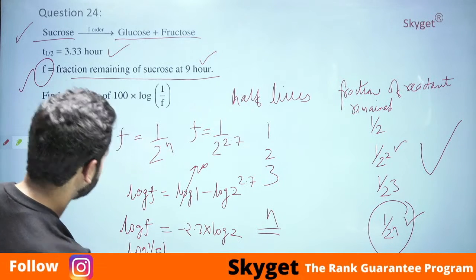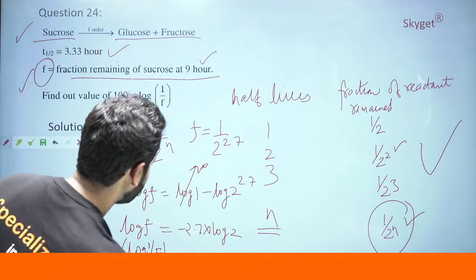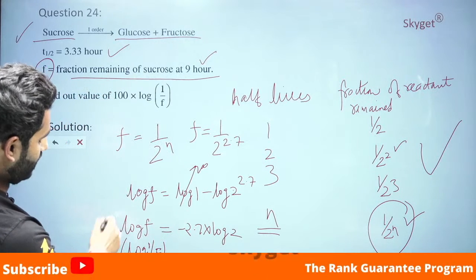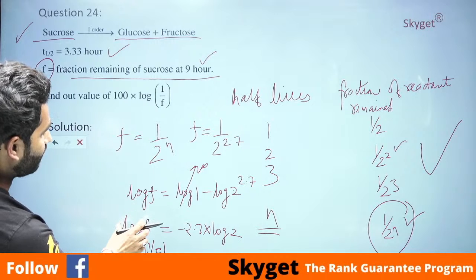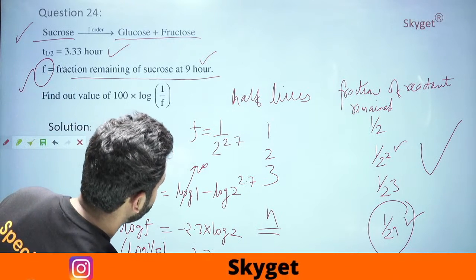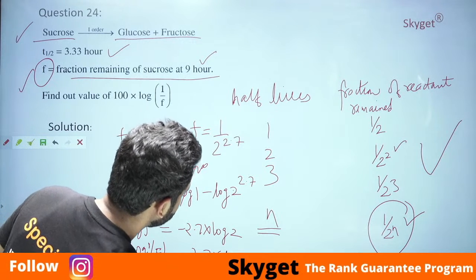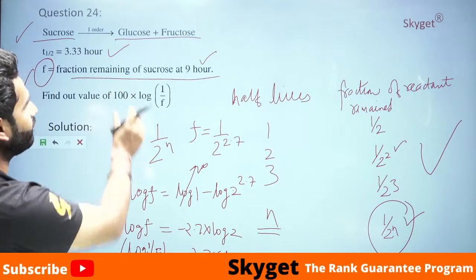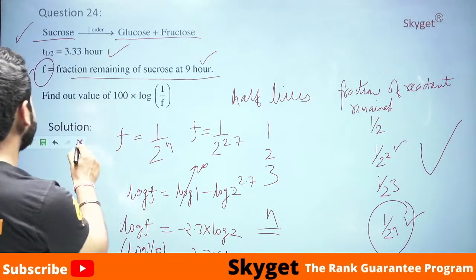I hope this much calculation you know, guys. You are preparing for JEE Mains. You know, if this minus sign comes on the right side, this log 1 by f can be written as log of 1 by f. It is equal to 2.7 into log of 2. Okay, multiply it by 100, you get your answer.